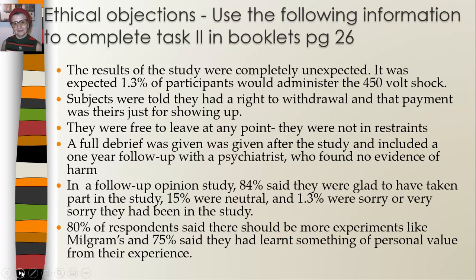On page 26 of your booklet, there are some ethical objections to Milgram's study. People have criticised Milgram, however, he did not expect the results he got. He expected about 1% of participants to give 450 volts, not 65%. Subjects were told they had the right to withdraw. They could take the payment without having to do the experiment. They were free to leave at any point. They were debriefed afterwards. But it's the deception and the psychological harm that you can argue is an ethical objection to it. Milgram said that most of his participants were pleased to have taken part, however.